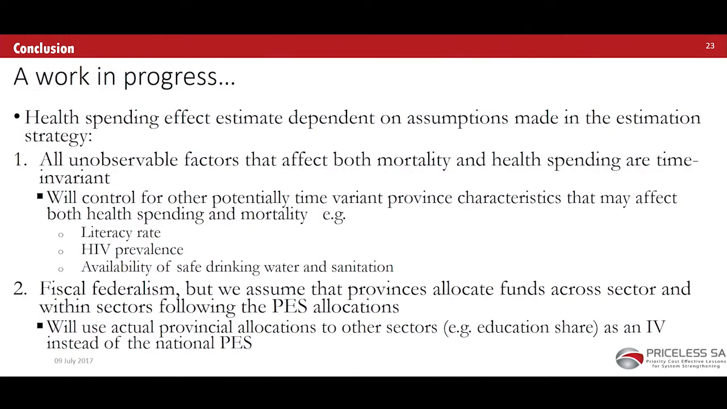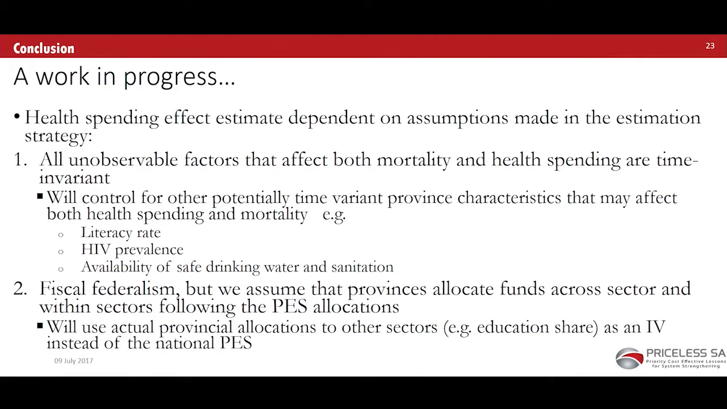I would like to stress in conclusion that this is still a work in progress. And before we can truly say that our study is comparable like for like with these other studies, we need to do a bit more. For instance, we've assumed that all the other unobservable factors that affect both mortality and health spending are time invariant, but there are potentially other time invariant provincial level characteristics that we might be able to control for.